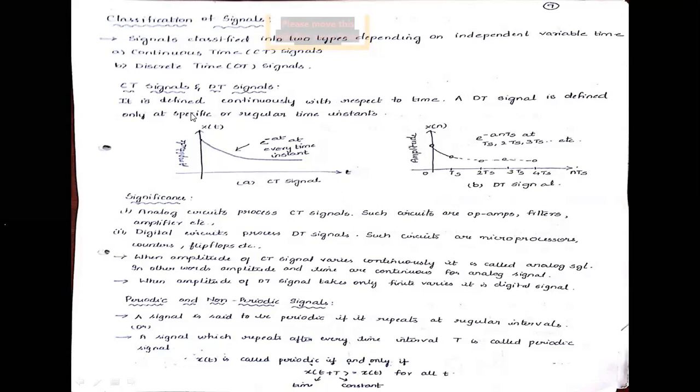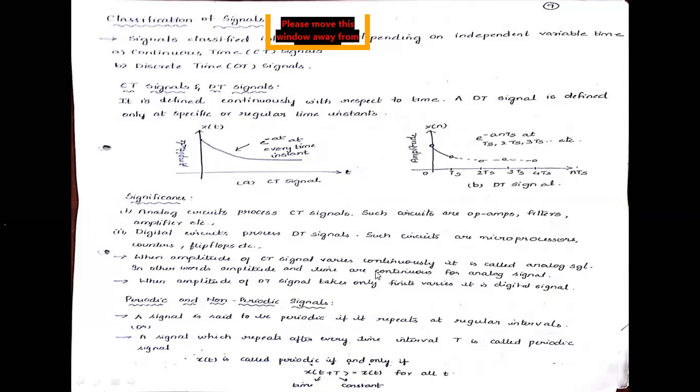Discrete time signal means the continuous signal is sampled. After the sampling, we get this discrete time signal. When this discrete time signal is quantized, we get the digital signal. Sampling means at particular instants: 0, Ts, 2Ts, 3Ts, and 4Ts. So what is a discrete time signal? Time is discrete, but amplitude is continuous. What is digital? Both time and amplitude are discrete. Then we can call it a digital signal.